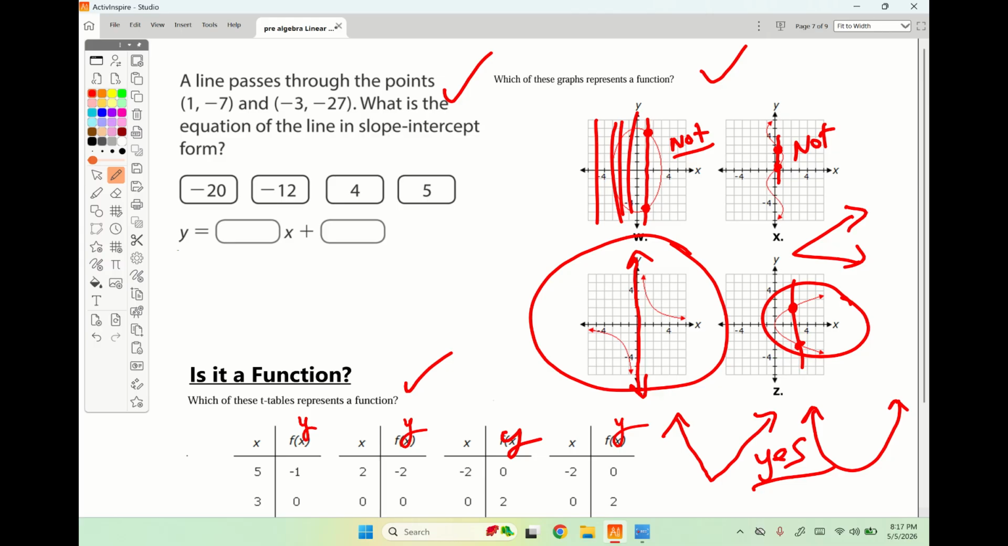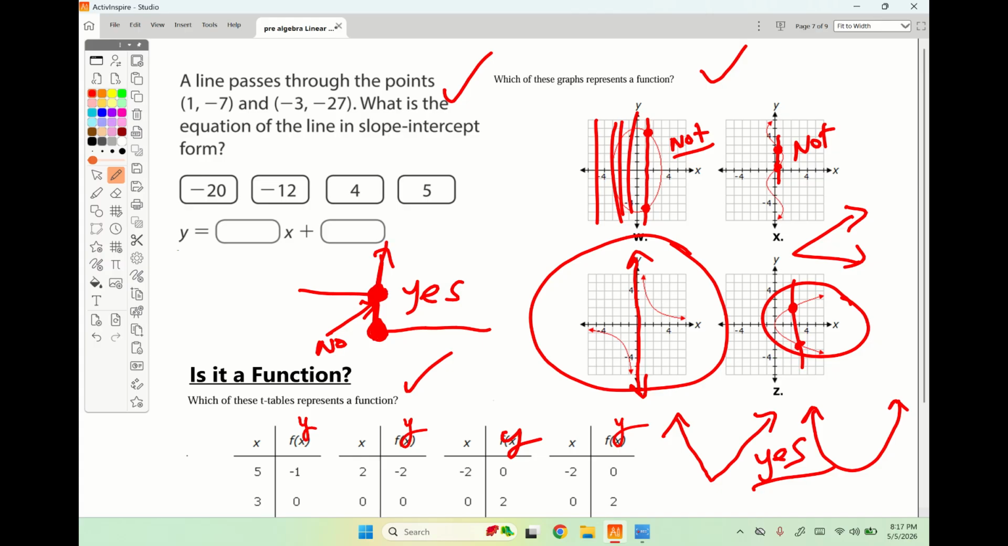So here we see the 5 repeats, not a function. Here the 2 repeats, not a function. On the second one, nothing, no X value repeats. This one is a function. And this last one is not because the 0 value repeats. Pretty simple.